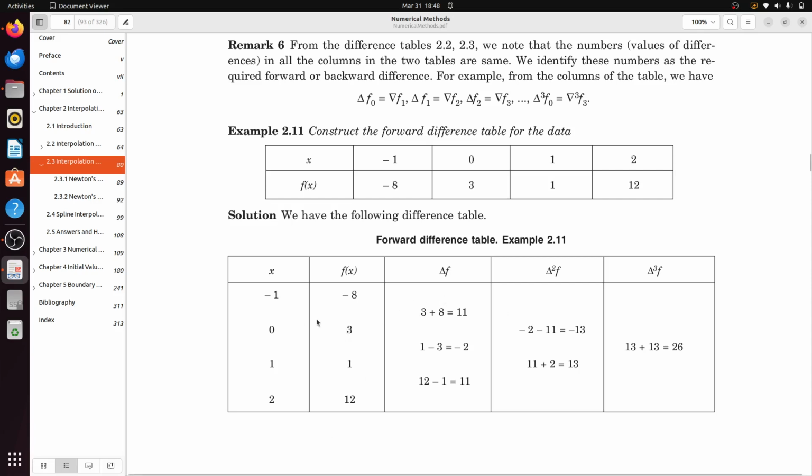So the first element here will be 3 minus of -8, that means 3 plus 8, 11, then 1 minus 3 is -2, then 12 minus 1 is 11. So that is how we compute the first difference table. Next, the second difference table. That will be -2 minus 11, which is -13. 11 minus of -2, that means 11 plus 2, will be 13. And then at last, the last column, delta cube f, that will be 13 minus of -13. So 13 plus 13 will be 26.